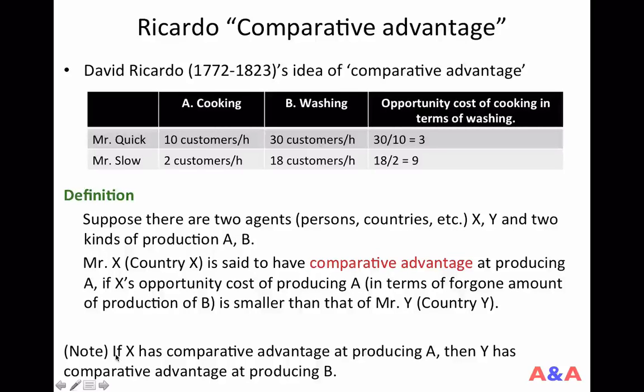Okay? And actually it is a general fact that if person X or country X has comparative advantage at producing A, then person Y or country Y has comparative advantage at producing B. It's impossible that X has comparative advantage at both A and B.